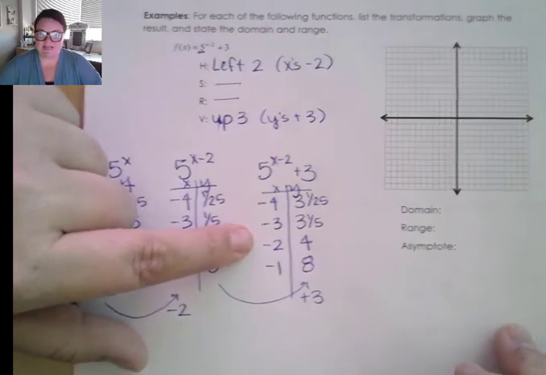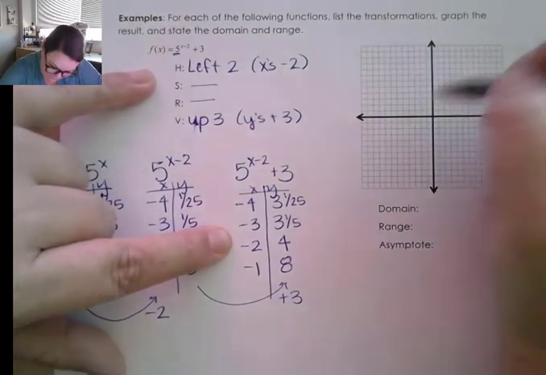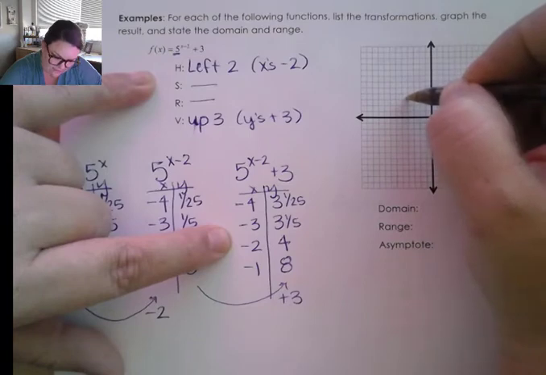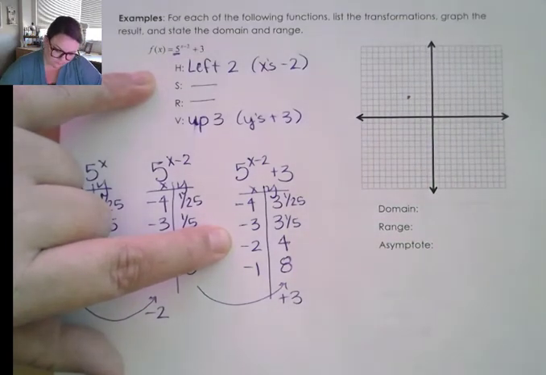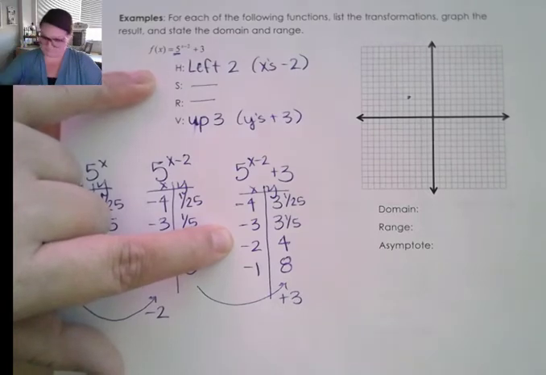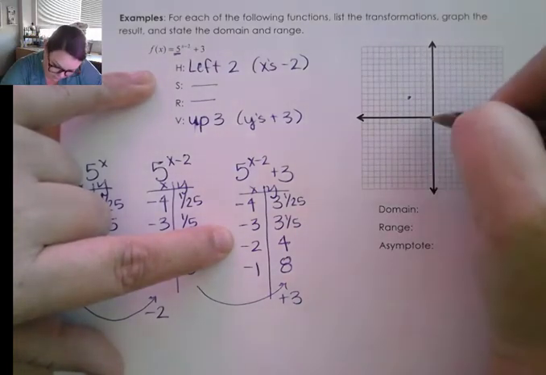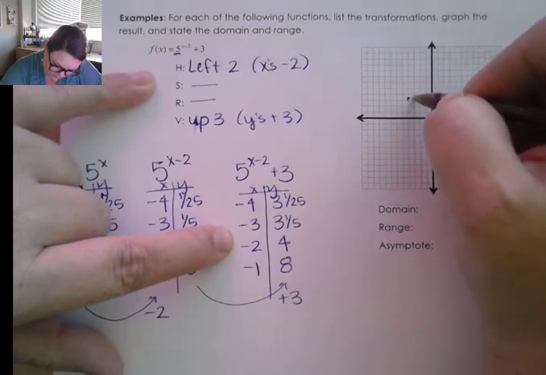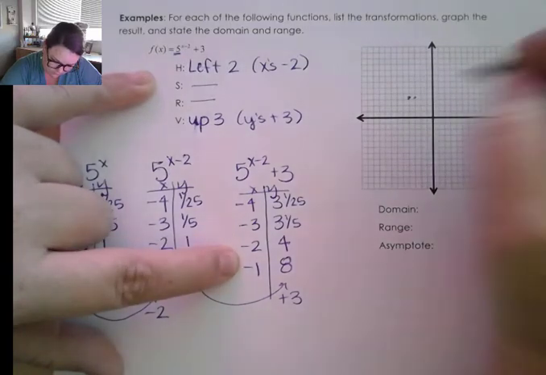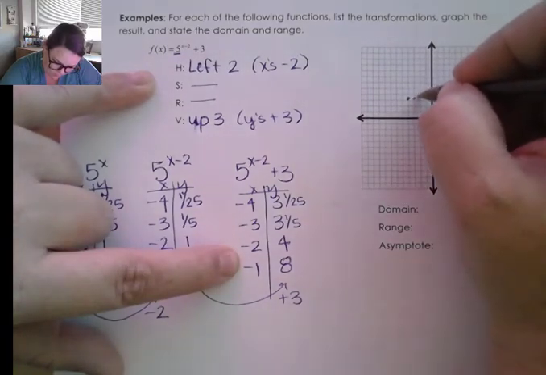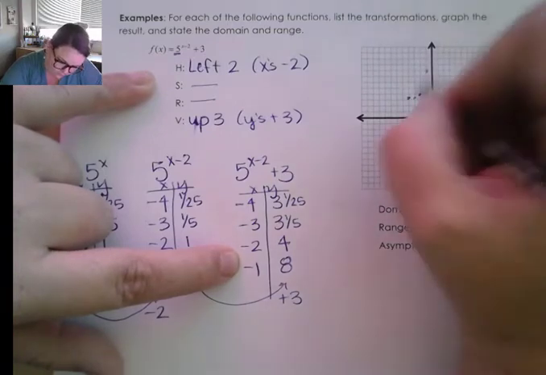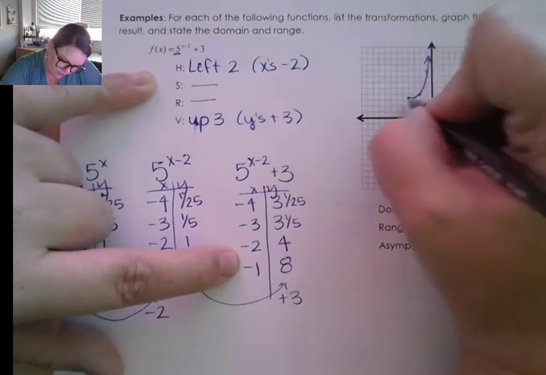So we're going to go ahead and graph this last table. When x is -4, we're up at 3 and 1/25, which is a teeny tiny fraction just past 3. At -3, I'm up at 3 and 1/5, which is not much further up. At -2, I'm up at 4, and at -1, I'm up at 8. So we can see we get that good shape.